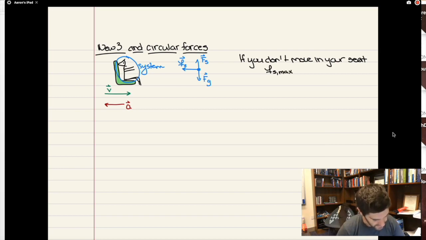Let's see, seat and static both start with an S, and that's unfortunate. So I'll write F seat. So if friction is able to decelerate you without you slipping, that means that this friction you're feeling from the seat must be less than the maximum possible amount of friction that static friction can provide, else you would start to slide.